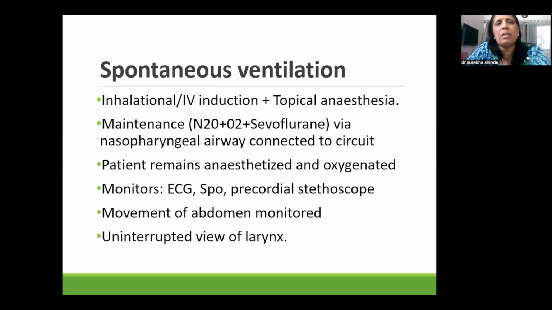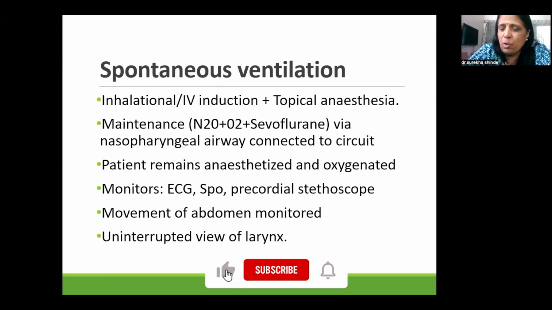Maintenance can be done by a nasopharyngeal airway connected to the circuit, and the patient remains anesthetized and oxygenated. You can monitor ECG, spontaneously ventilated patient with a precordial stethoscope also, and abdominal movements can be monitored, and there is an uninterrupted view of the larynx. So spontaneous ventilation is the thing which we used to use when we have to share the airway with the surgeon.